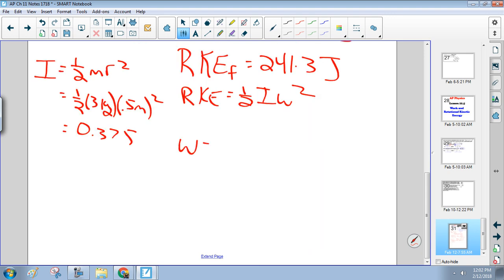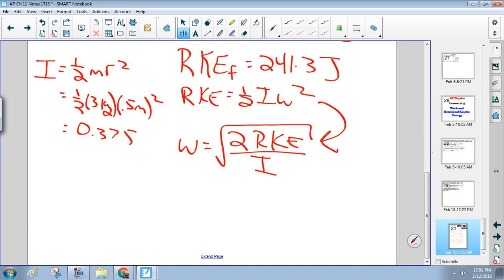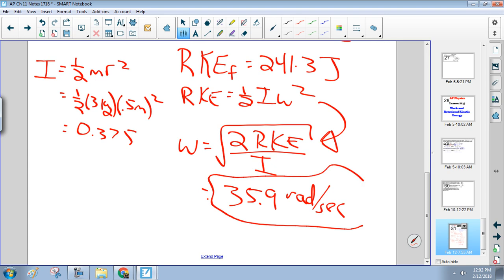Omega is going to be the square root of 2 times the RKE over I, just by doing some algebra. And so you get, let's see, 241.3 times 2 over 0.375, square rootified, and you get 35.9 radians per second. All right? So there you go. That's pretty much it.